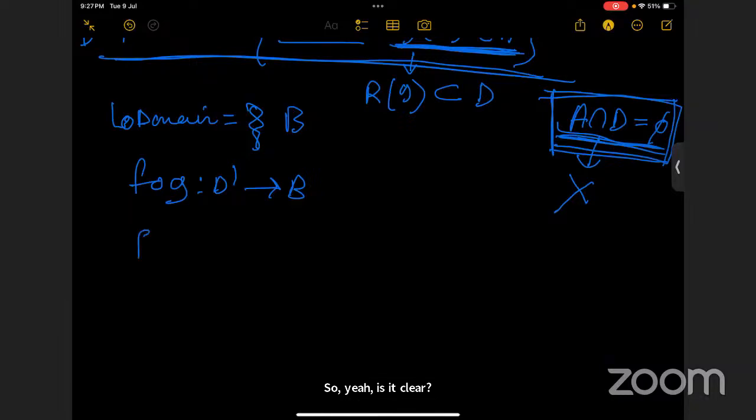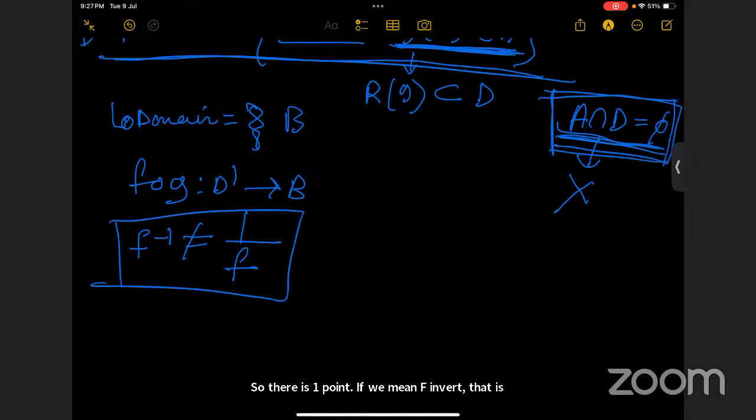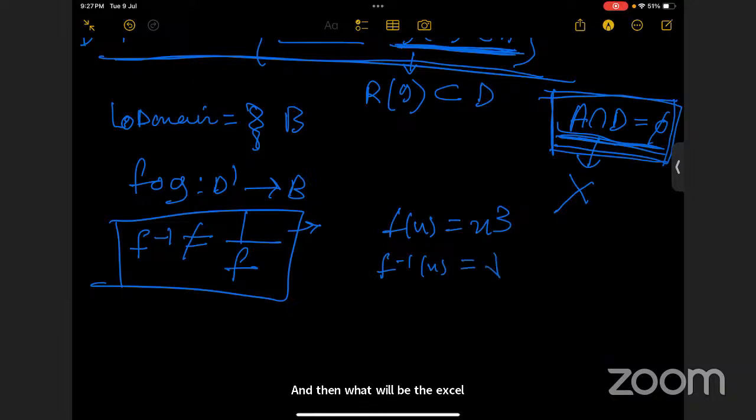Yeah. So there is one point. F inverse is definitely not equal to 1 by f. You already know this one, right? These two things are different. For a number we can do this, but for a function this is not the same. These two things are different, because if we take f of x as x cube, then what will be f inverse? It will be the cube root of x, right? Yes, ma'am.